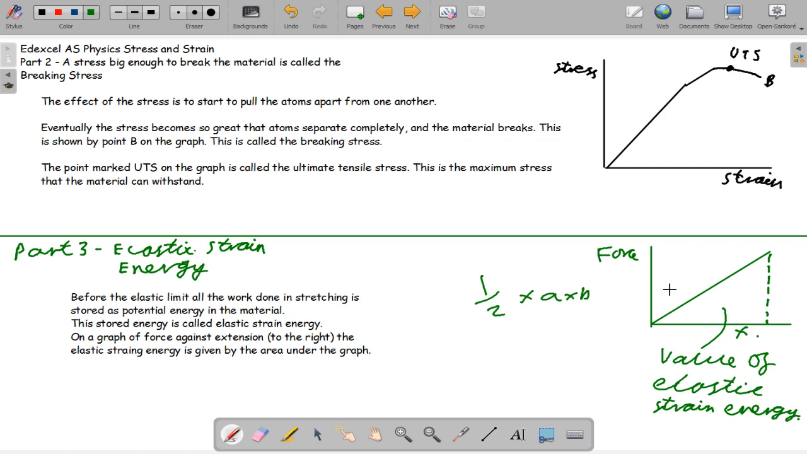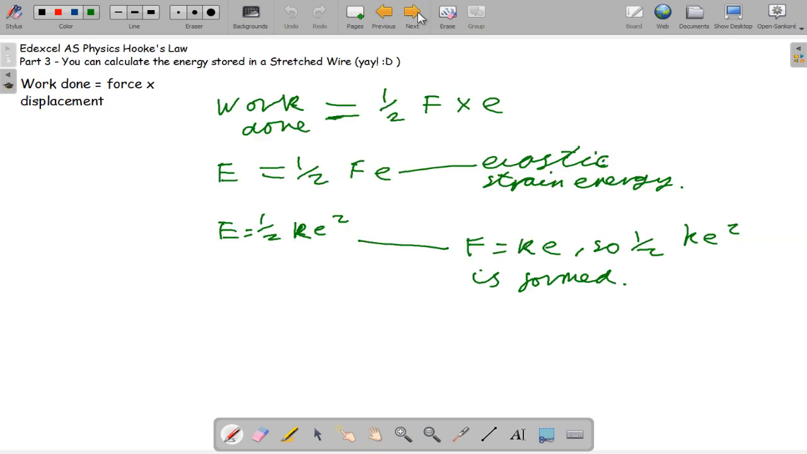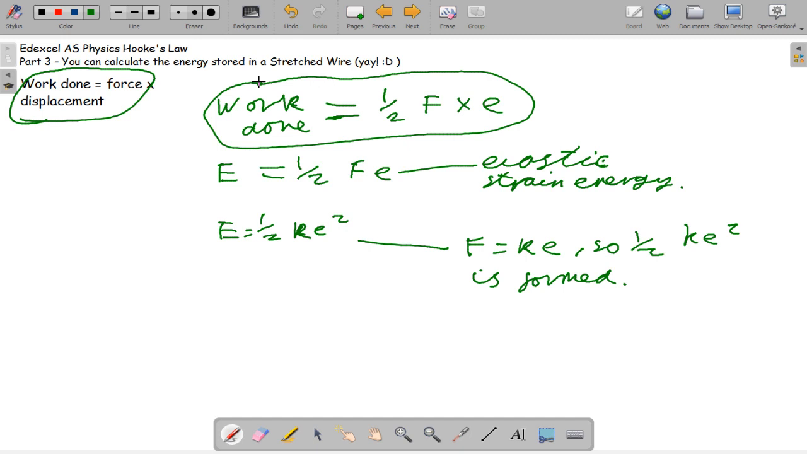We can also calculate the energy stored in a stretched wire. The work done on the wire in stretching it is equal to the energy stored. Work done is equal to force times displacement. However, the force on the material isn't constant, it rises from 0 up to force F. So to calculate the work done, we use the average force between 0 and F. So the first equation is work done equals half times F times E. Squeeze a multiplication sign in there.